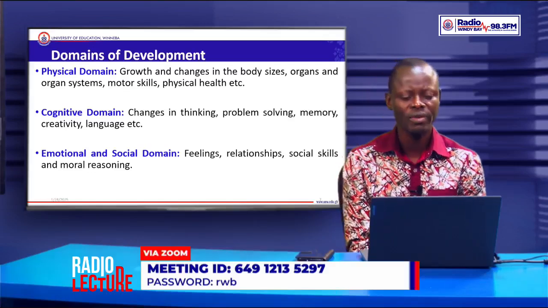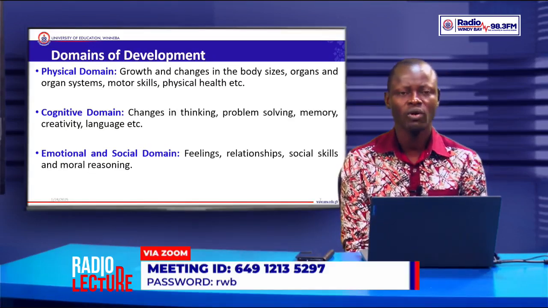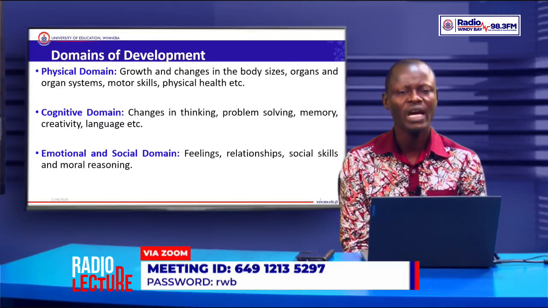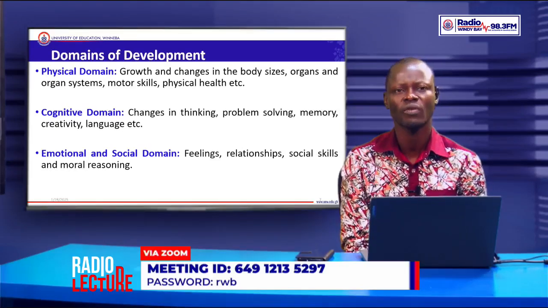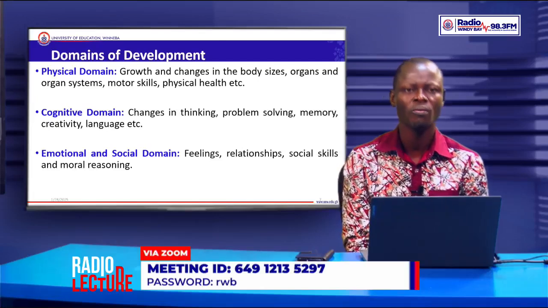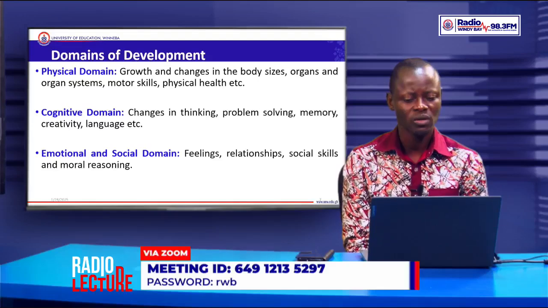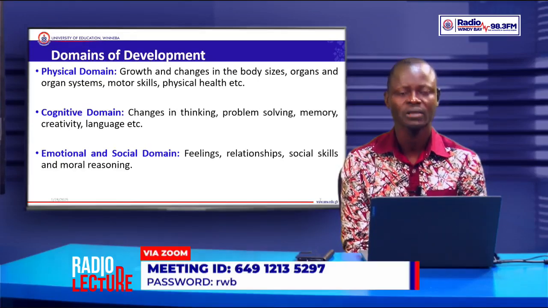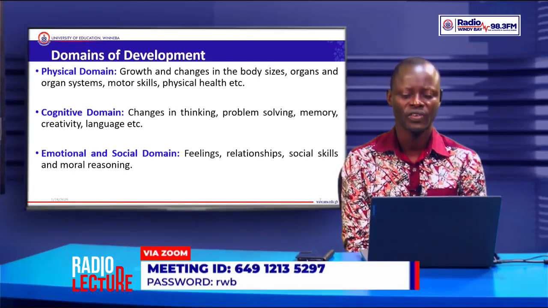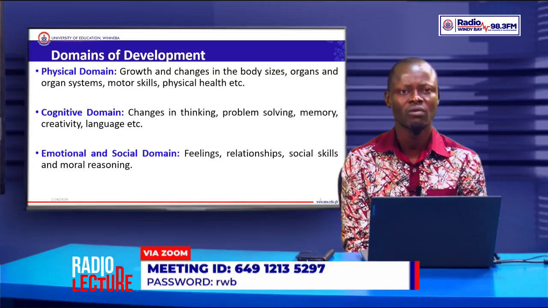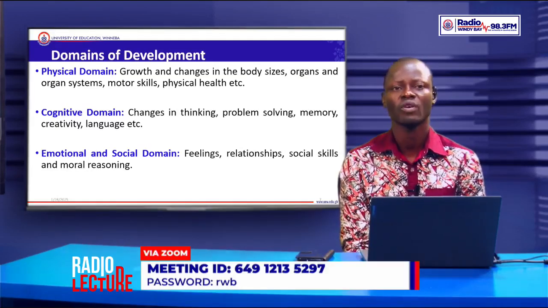The next domain is the cognitive domain. In the cognitive domain, we are thinking about the fact that we think, we solve problems, and we have memory, creativity, and language development. All of these come together to form the cognitive domain of our development, which is very important because people think differently, people solve problems differently, and our memories are not the same. Likewise, our creativity and our language development. While some are late developers, others are early developers. So it all depends upon the individual, your genetic makeup, and the environment where you find yourself.